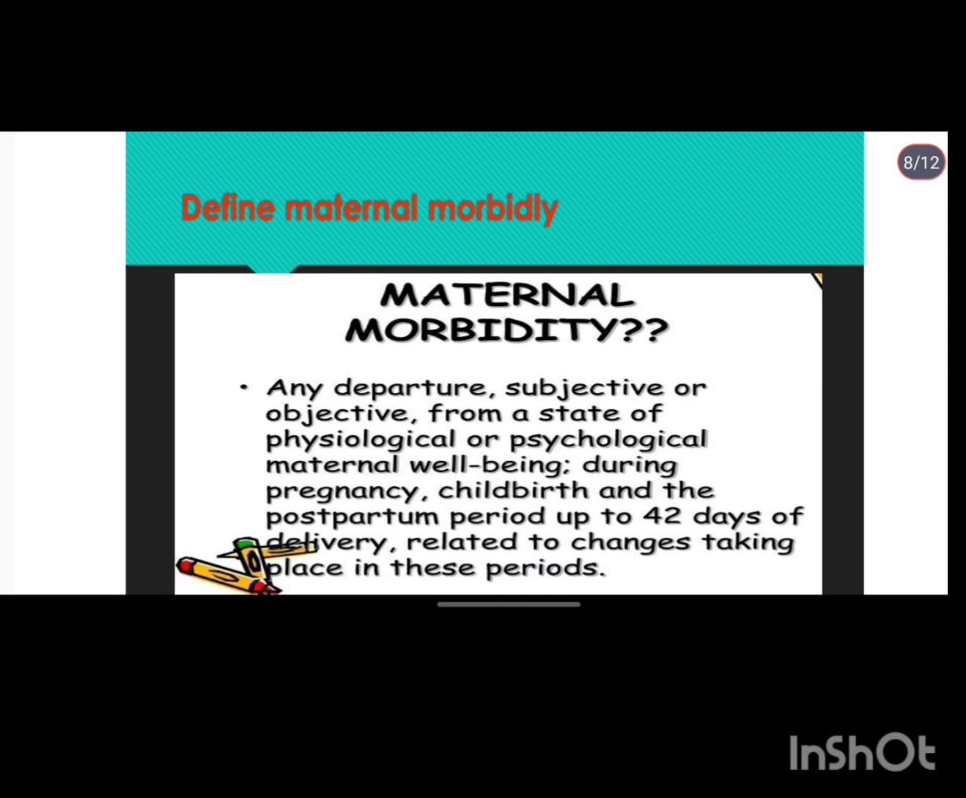So next question is define maternal morbidity. So any conditions which is making the deviations of the mother's health physically or psychologically during pregnancy or childbirth and the postpartum period up to 42 days of delivery is called as maternal morbidity. So in this definition we are saying any departure, subjective or objective, from a state of physiological or psychological maternal well-being during pregnancy, childbirth and the postpartum period up to 42 days of delivery related to changes taking place in these periods.